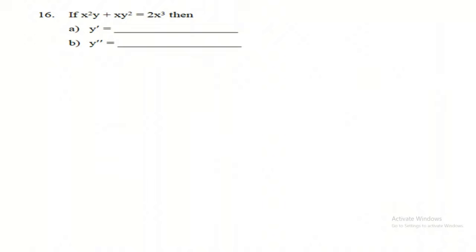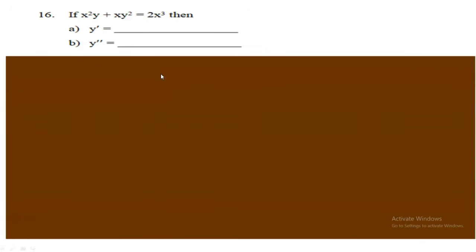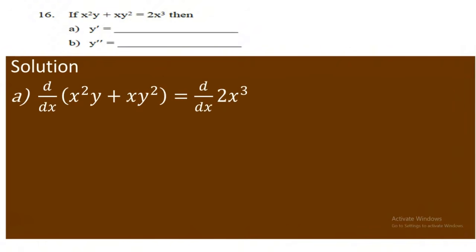So, coming to question number 16, it says if x squared y plus x y squared is equal to 2x cubed, then you are asked to find the first derivative as well as the second one. So how is this done? You need to recall, dear students, implicit differentiation, right? So using that, we can determine the answers for these two. What you need to do is introduce d by dx on both sides, d by dx for the left expression and d by dx for the right one.